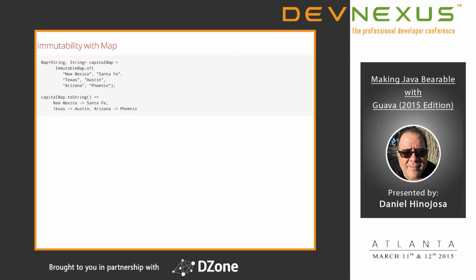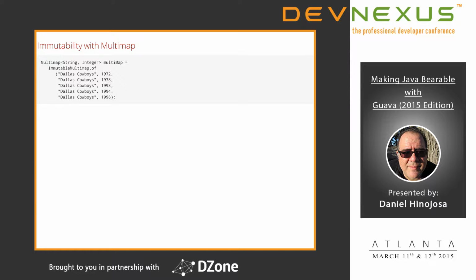So given this one right here, this is an immutable map of key value pairs. So New Mexico, Santa Fe, Texas, Austin, Arizona, and Phoenix. Okay, and that's a map. And of course, if I do a toString here, it shows that I essentially created that map. Nice, quickly, easily, and all in one line. Here's a bimap. Works out really well.